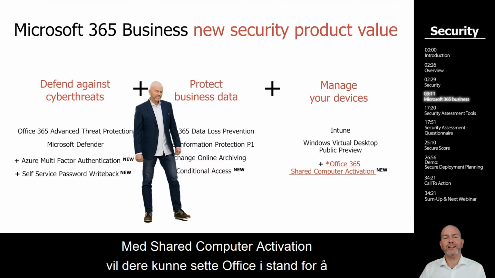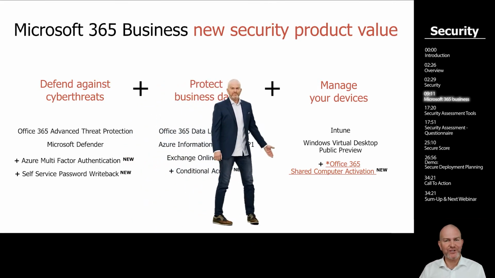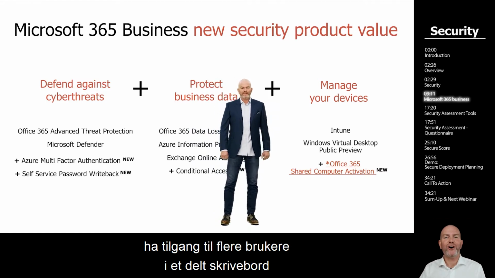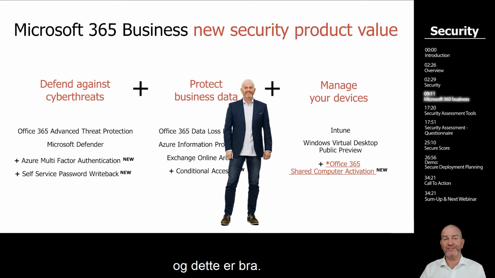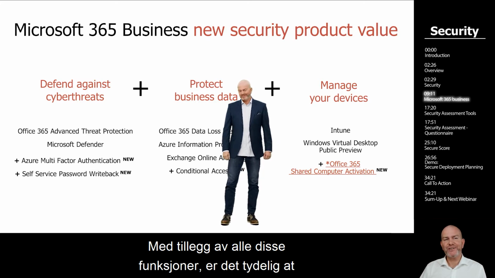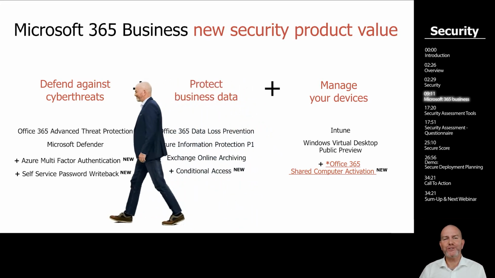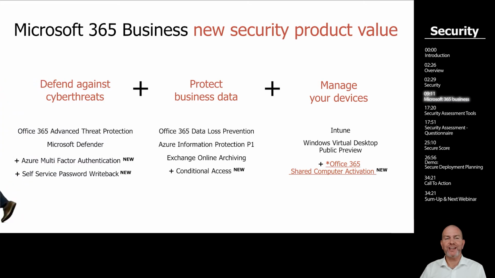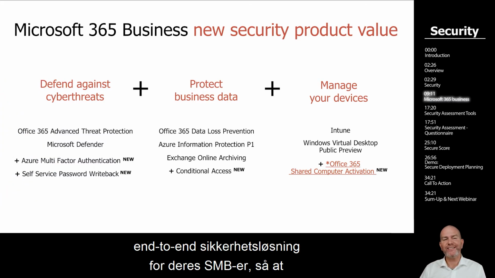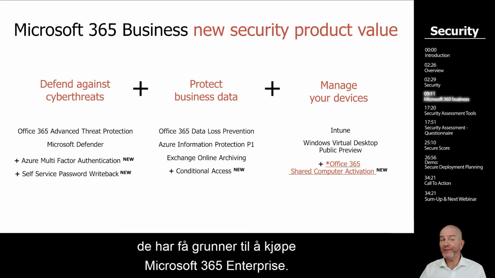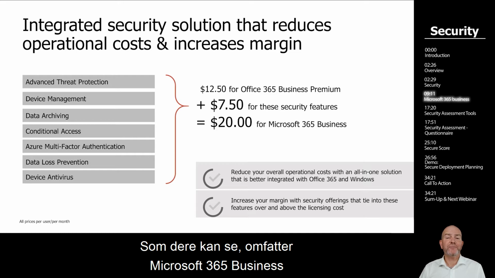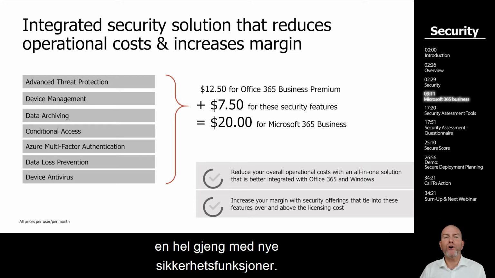With shared computer activation, you can now enable Office to be accessed by multiple users on a shared desktop, and that's good. With the addition of all these features, it's clear that Microsoft wants to make Microsoft 365 Business a robust end-to-end security solution for your SMBs so that they have little reason to buy Microsoft 365 Enterprise. As you can see, Microsoft 365 Business includes a whole host of security features.